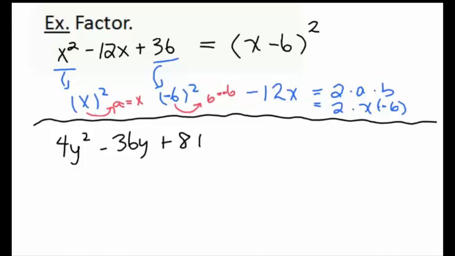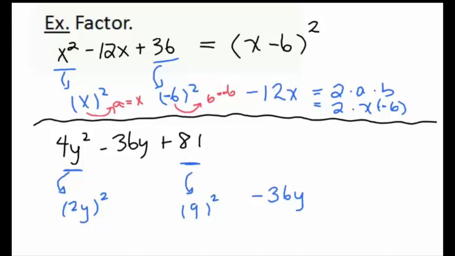Let's take a look at one more example. Again, I probably wouldn't notice that this is a perfect square trinomial until I looked at my first and last terms. So my first term is 2y all squared, and my last term is 9 squared. So this is usually when I start thinking, oh, maybe I have a perfect square trinomial. Now the same thing is going to happen to us that happened in that first example. So I'm going to switch 9 to a negative 9 right away, and that's because my middle term is negative.